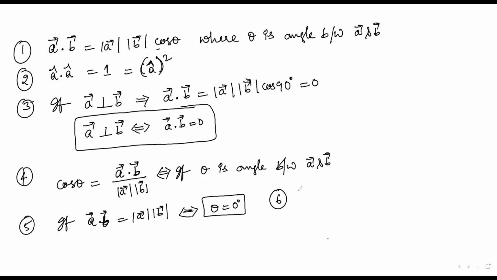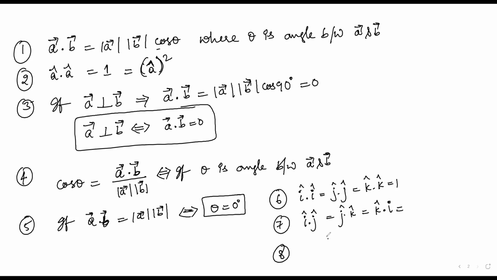So then next, I told you already, I dot I equals J dot J equals K dot K equals 1. I dot J is how much? Can you tell me? I dot J equals J dot K equals K dot I equals how much? 0. Why? Because the angle between the axes is 90 degrees.